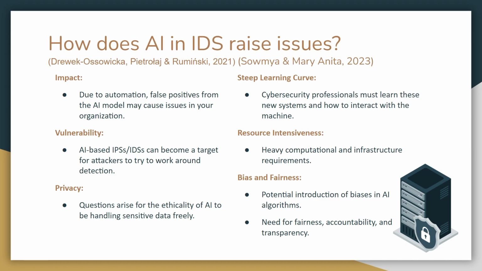AI and IDS systems involve the analysis of network traffic, which includes sensitive data. This raises the question of the ethicality of that data to be handled freely by artificial intelligence. Security professionals may not fully understand how these new systems work, making it challenging to manage these systems effectively. Security professionals need to understand when to trust AI recommendations and when there is a cause for human intervention.